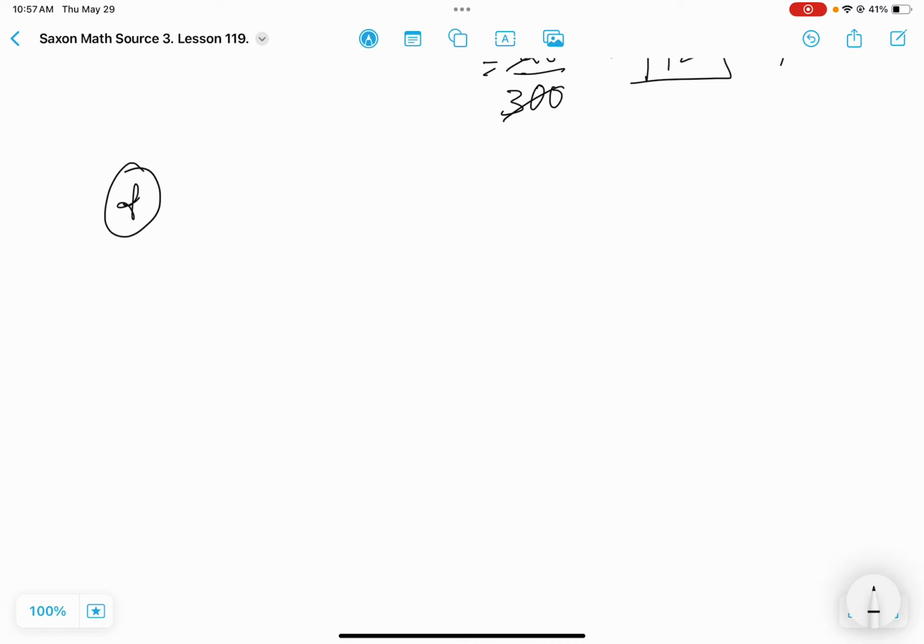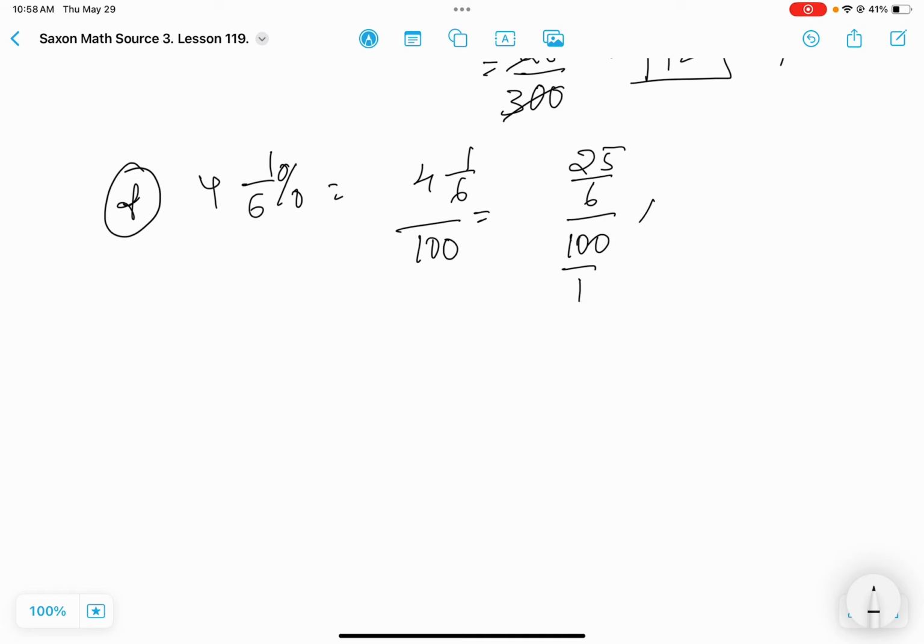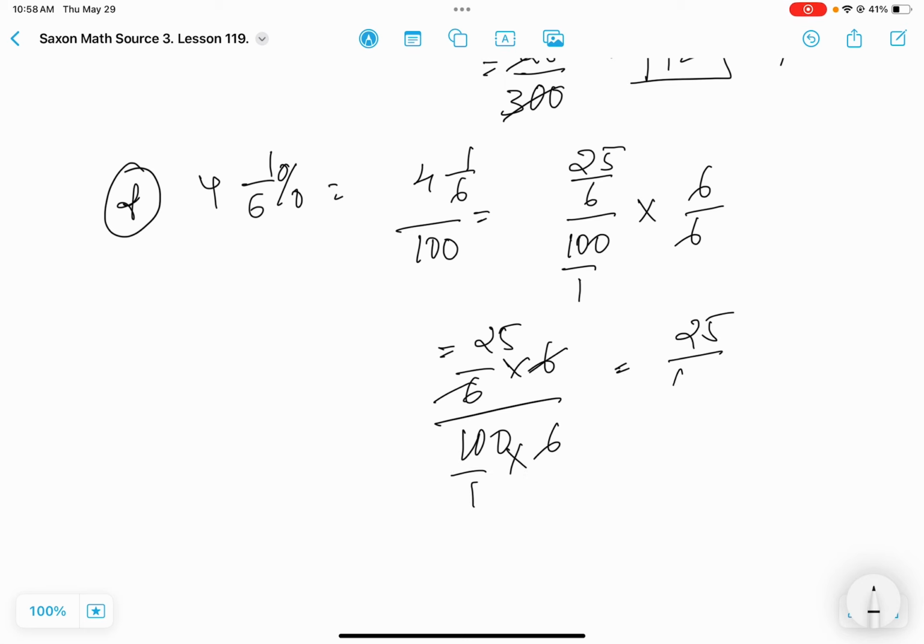Okay, the next question, F. 4 1 by 6%, which is 4 1 by 6 over 100. Again, converting the mixed number to an improper fraction, that is 25 by 6 over 100 times 1. If you take the common denominator, it is 6. 25 by 6 times 6 over 100 by 1 times 6. That is 25 by 600. That is 1 by 24. That's your F. That completes your complete practice set.